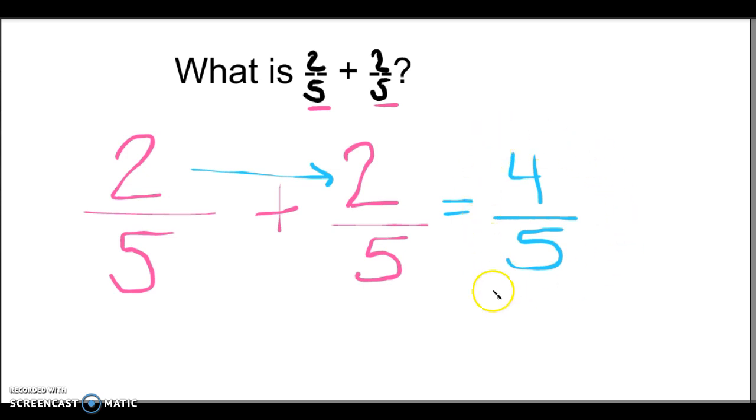But if I take a look at the fraction 4/5, I know there's no number that I can divide 4 by and 5 by. So I know that this is the fraction in simplest form. So 2/5 plus 2/5 equals 4/5.